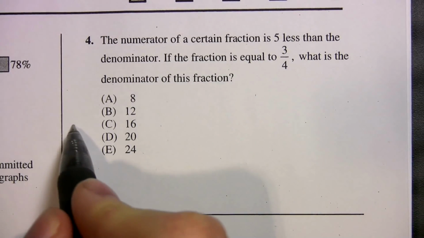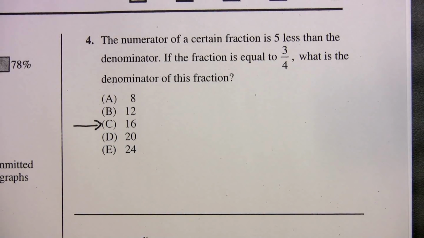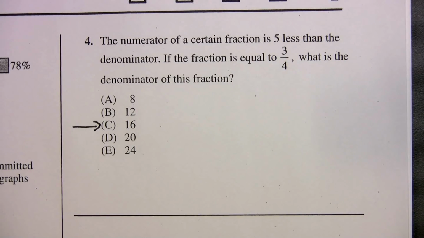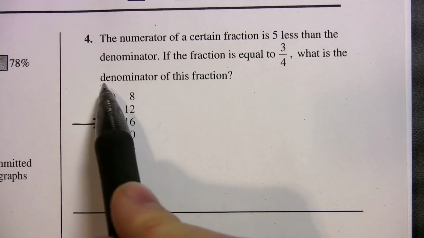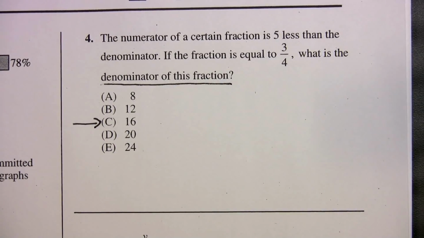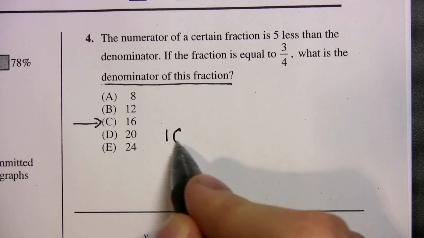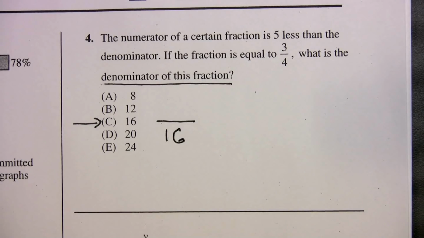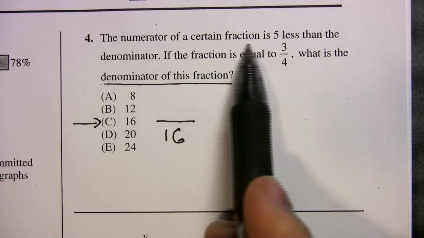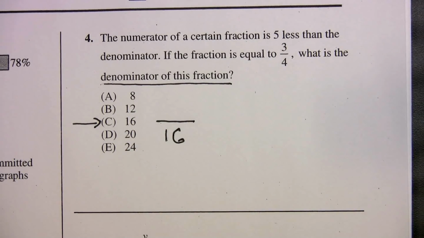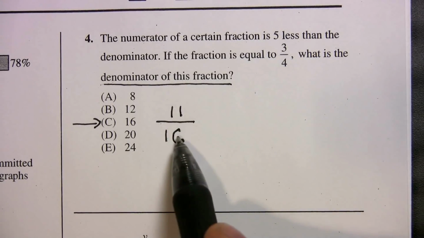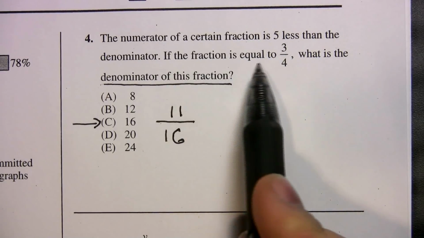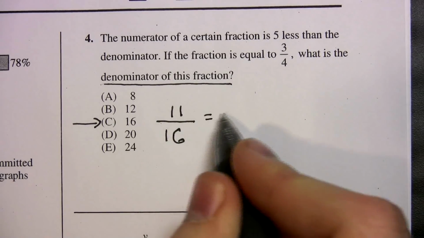Well, this is how you work backwards. You can assume that choice C is correct. Now we just got to be aware, what are we saying when we pick choice C? It says, what is the denominator of the fraction? So we're assuming that the denominator is 16. And it says the numerator of the fraction is 5 less. So what's 5 less than 16? 11, right? So does 11/16 equal 3/4?